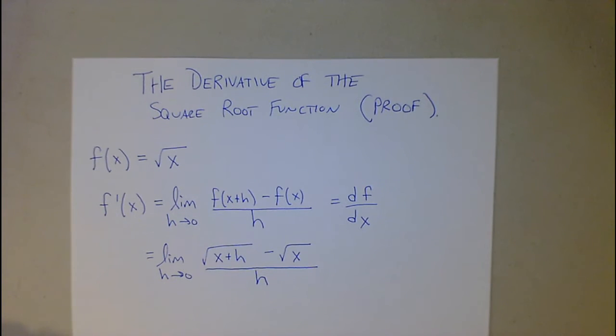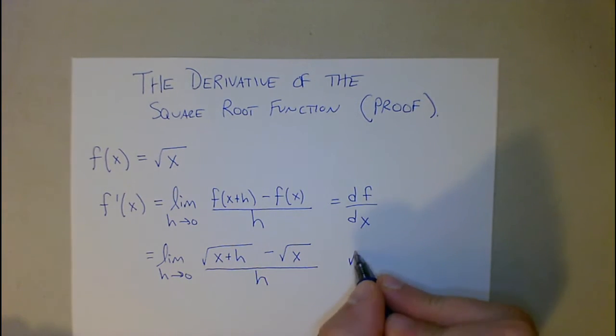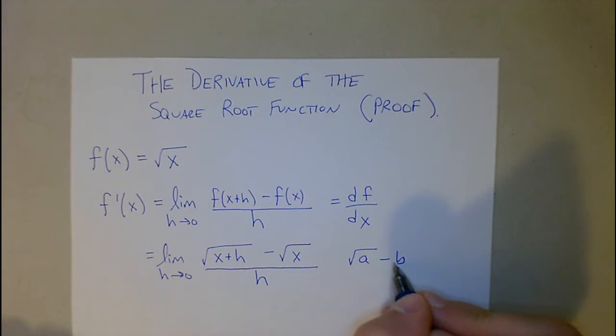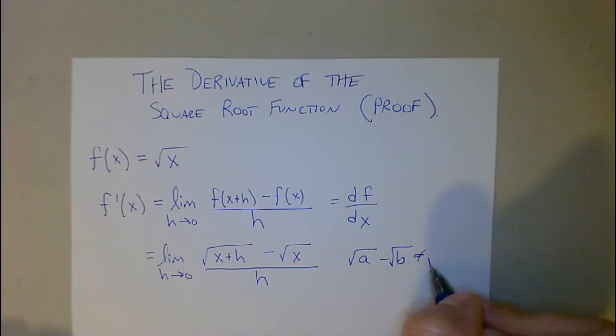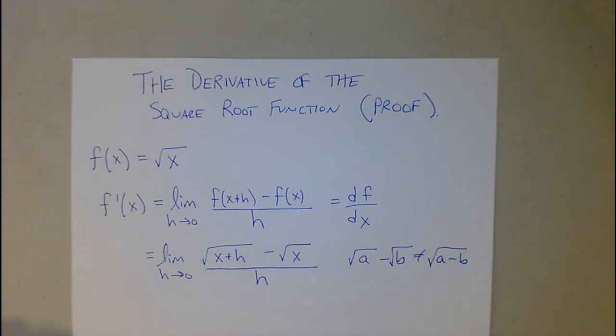Now here's where a bunch of people are going to make a bunch of different mistakes. A lot of people are going to subtract the insides of these square roots. Big mistake. We cannot say that the square root of a minus the square root of b is the square root of a minus b. That is a big no-no. Can't do that. Same thing with addition.